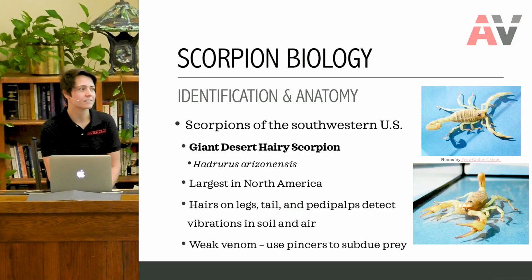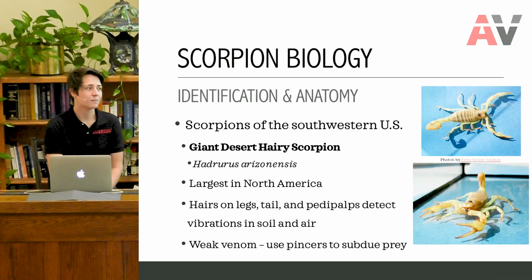So this one is the giant desert hairy scorpion. It's the largest in North America. It can grow up to about 5.5 inches in length. They can get pretty big, especially compared to some of the other smaller desert species. It gets its name from these hairs on its legs, tail, and pedipalps that are used to detect vibrations in the soil and air. So these aren't necessarily unique to the desert hairy scorpion.